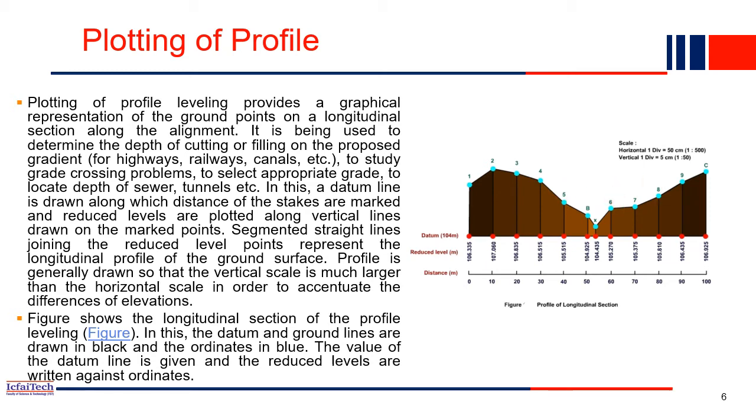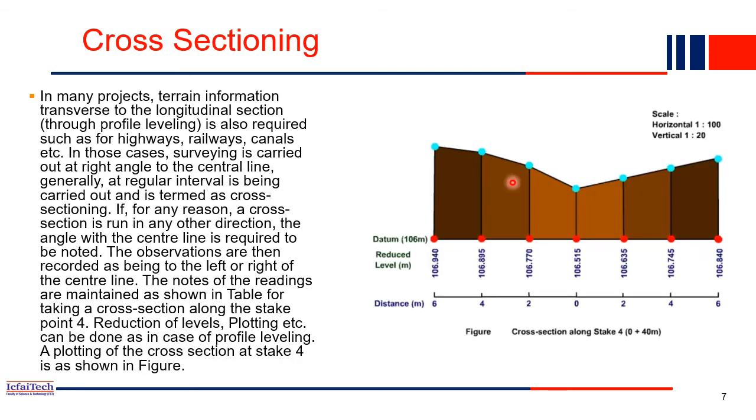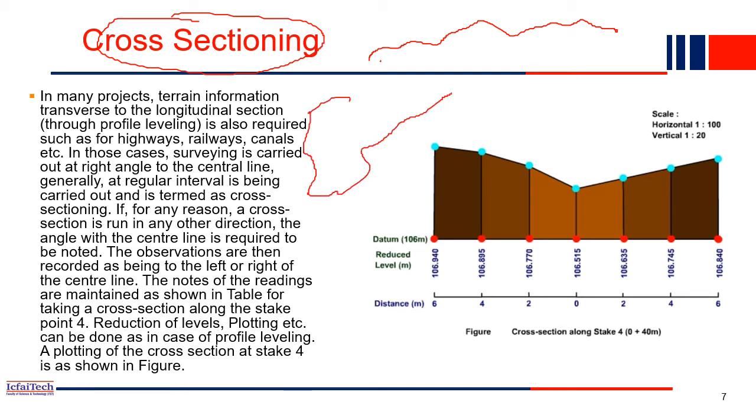This profiling will be useful in many purposes. Whatever we have seen in the last slide, that is the profile. Profile means this type of profile you make. Now if you want to construct a road, then sometimes we need cross-sectional profiling also. So what is cross-sectional profiling? For example, let me draw a terrain. This is the area, and for example, a road is passing, is it not?